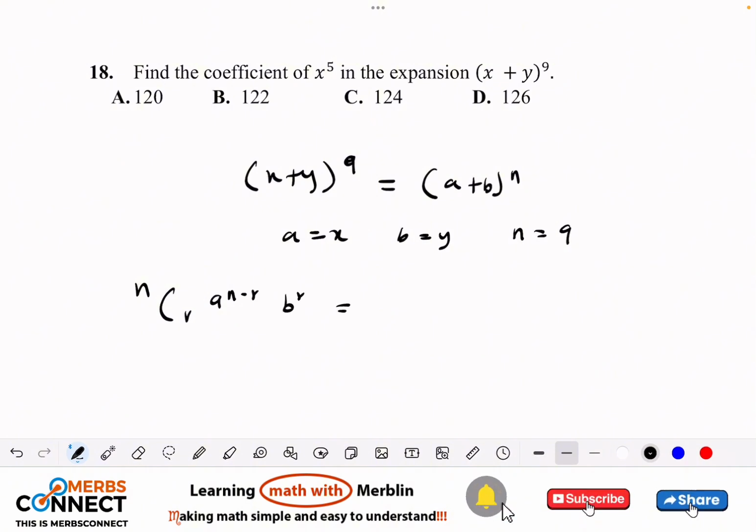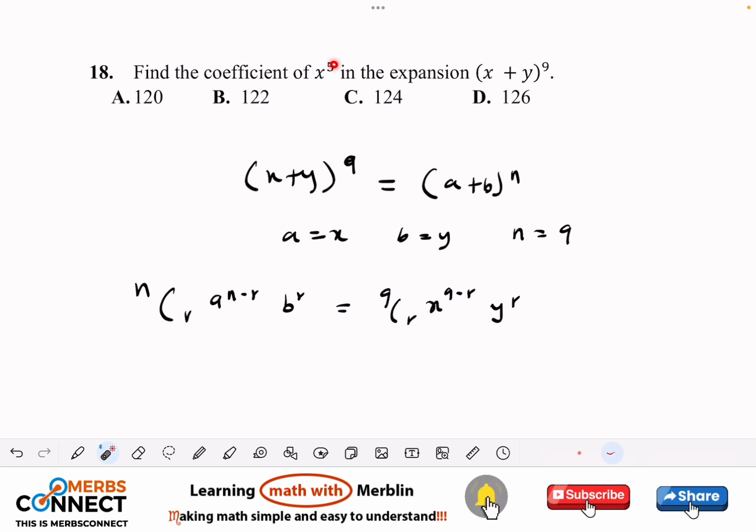So let's do substitution. N is 9. We don't know r yet. A is x, so we are going to have x to the 9 minus r, and then b is y to the power r. Now I choose r so that I get the 5 here, right? So my r should be such that I'll get the 5 here. So what should be r so that the top here will be 5? Yes, that is right. R should be 4. Good. So we need to choose r to be 4.